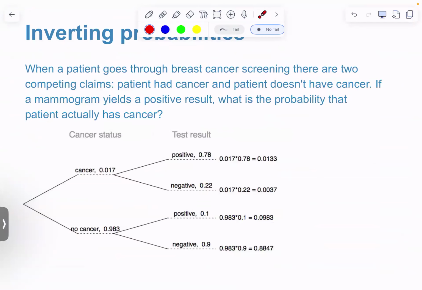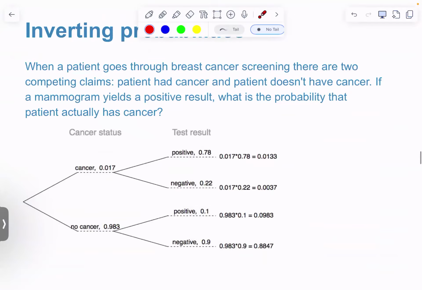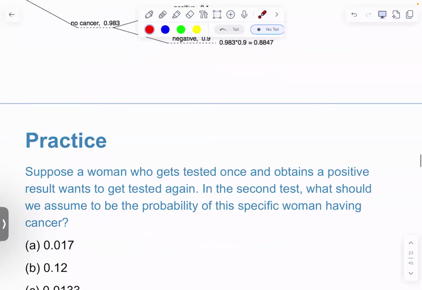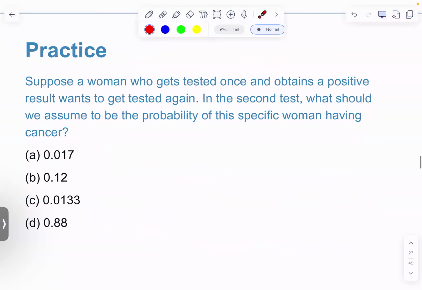Here, she's done it so beautifully. But we already did it all together, so this is all just the same. How about this one? Suppose a woman who gets tested once and obtains a positive result wants to get tested again. In the second test, what should we assume to be the probability of this specific woman having cancer?